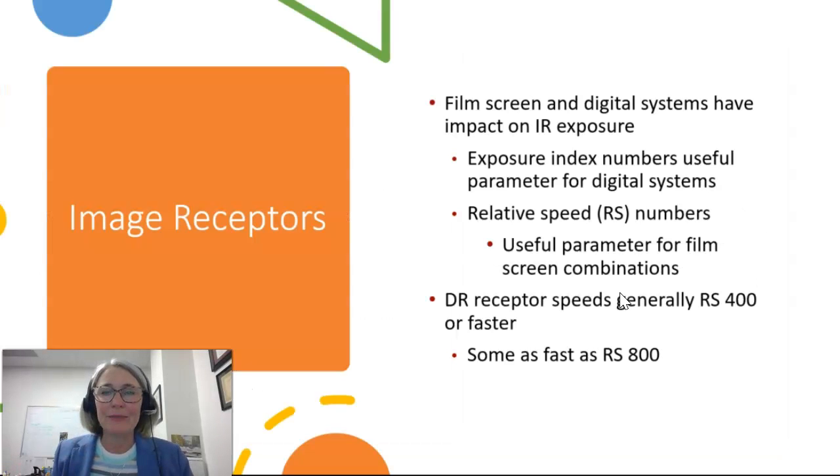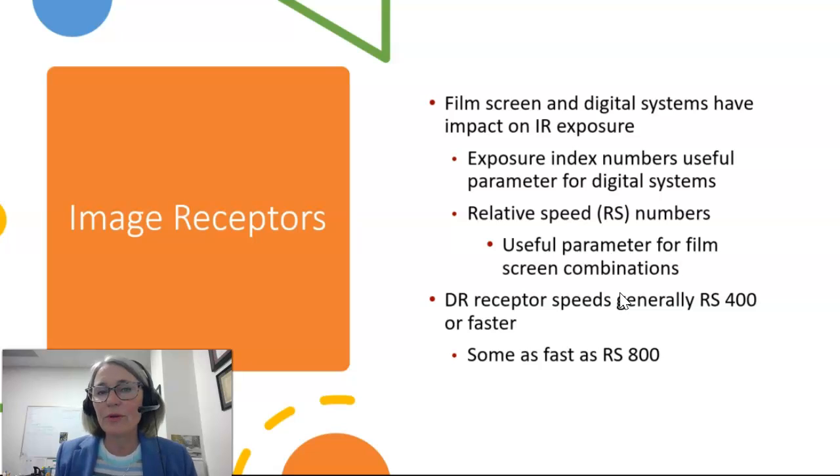All right, image receptors. So let's talk about those. We've got film, screen, and digital systems. The speed of them does impact your IR exposure. So the exposure index numbers are a useful parameter for digital imaging. So you look at the relative speed, so RS. I don't know if you've covered this yet or not, but I'm going to talk a little bit about how the speeds do affect the image receptor.